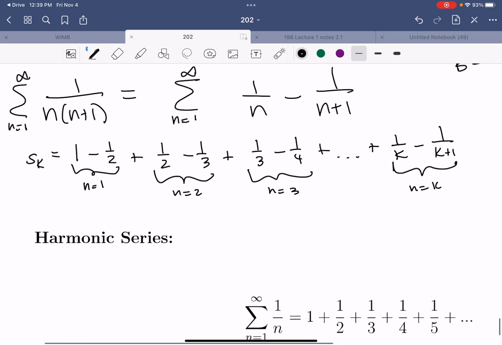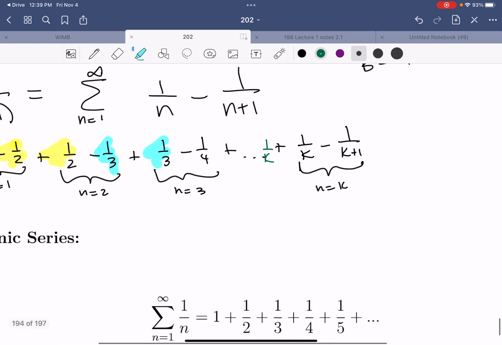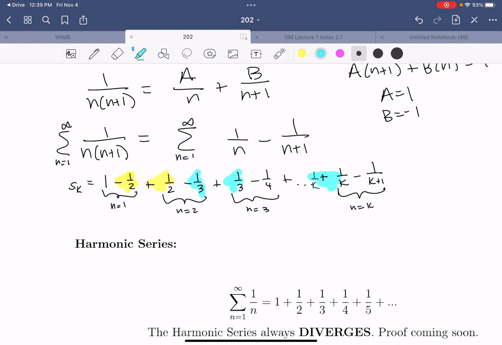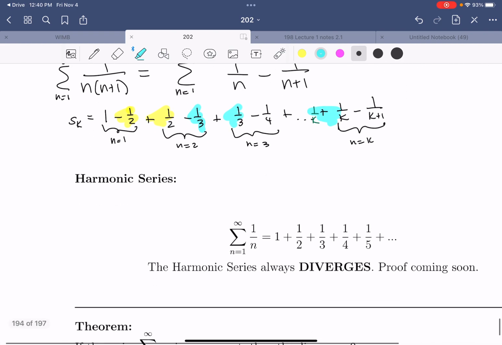Now take a look at what happens though. If I look at this term and this term, they cancel. This term and this term will cancel. All the way up to, prior to this one, you'll have a 1 over k sitting there, and these will cancel as well. So everything between the first and the last is going to cancel out, which means that this reduces to just s_k equals 1, the first term, minus 1 over k plus 1, which is the last term. So this is the sequence of partial sums.